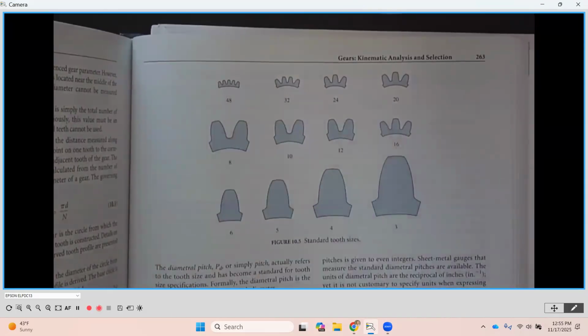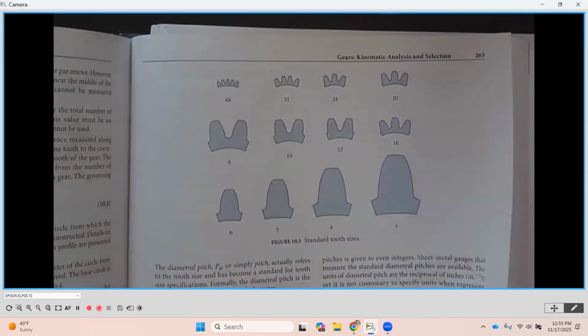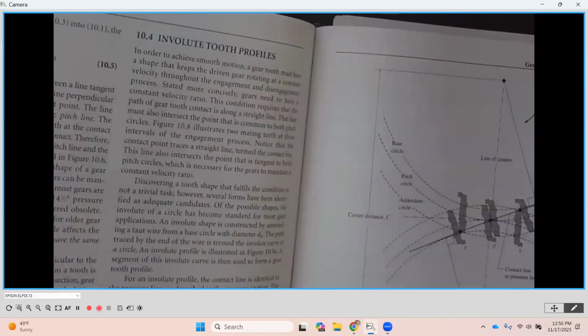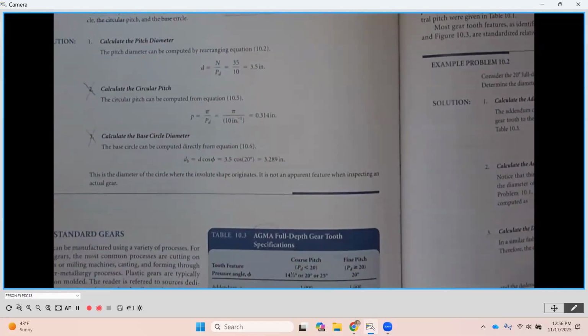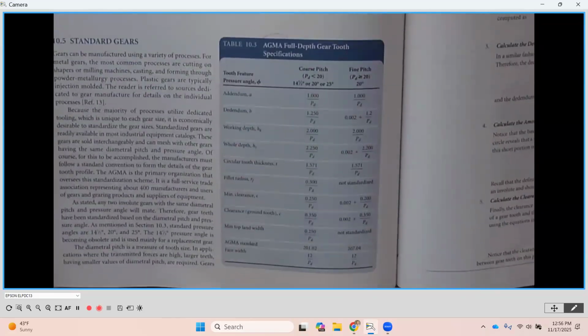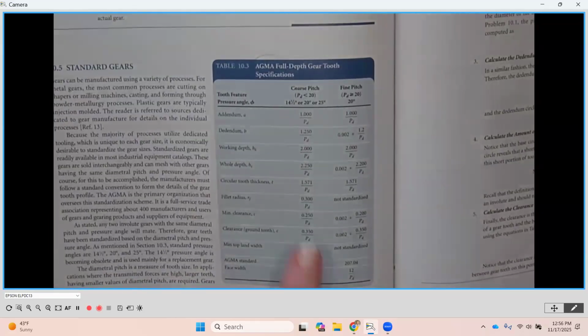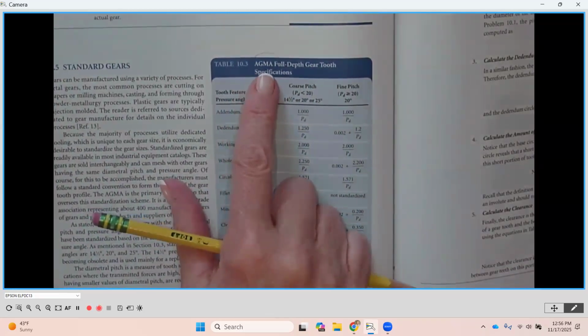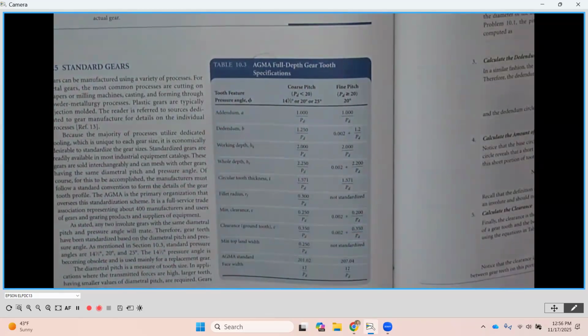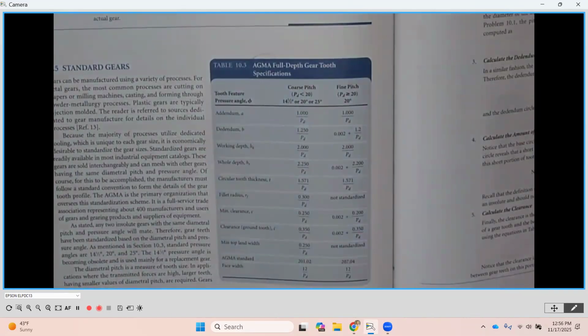They're all going to have a standard set of gears, just like I said earlier, just like when we have fasteners. If I have a fastener manufacturer, they're all making the same ones and they're made to the same specifications. Now, those specifications, if we look at page 266, down here in table 10.3, these are the American Gear Manufacturing Association. They're like the governing body of the specifications for the standard gears, okay?